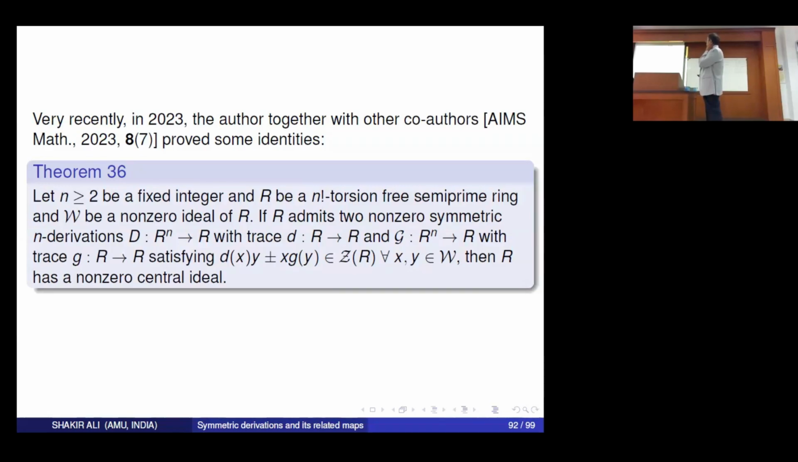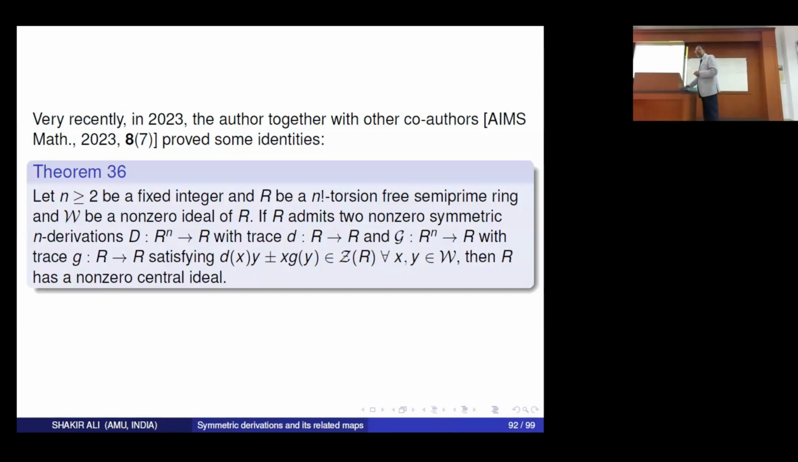Let n be a fixed integer greater than 1, R be an n-torsion-free semiprime ring, and W a non-zero ideal of R. If R admits non-zero symmetric n-derivations, that is two symmetric n-derivations, satisfying this condition, D of x, y and x dy, then R has a non-zero central ideal.